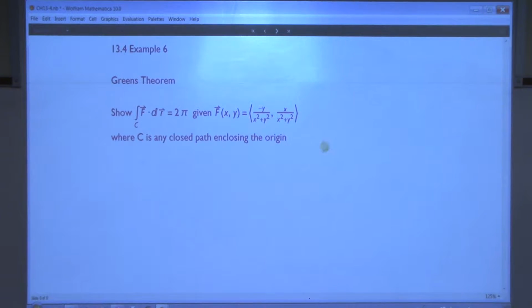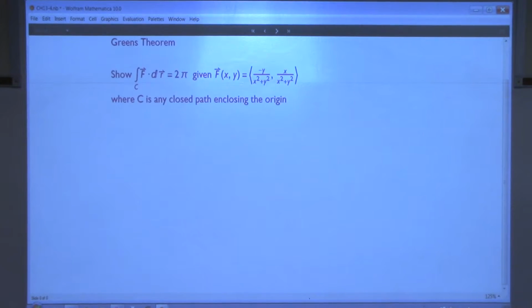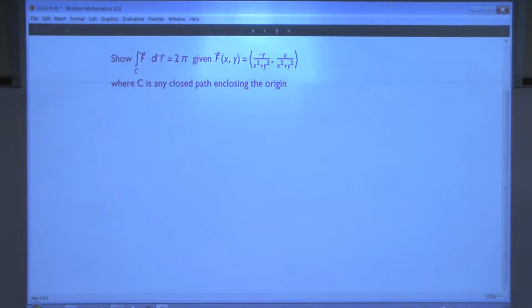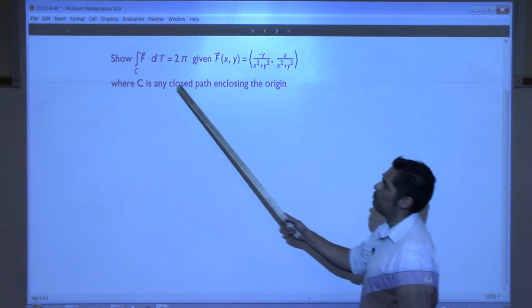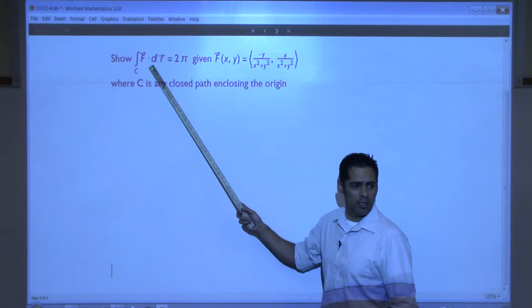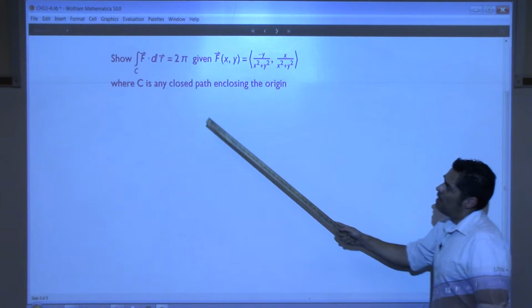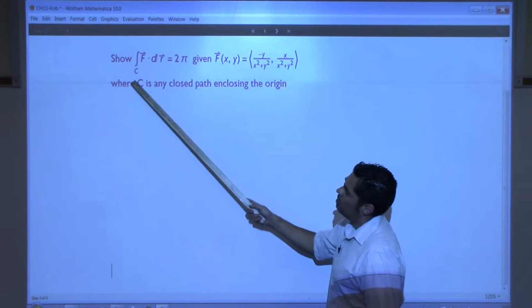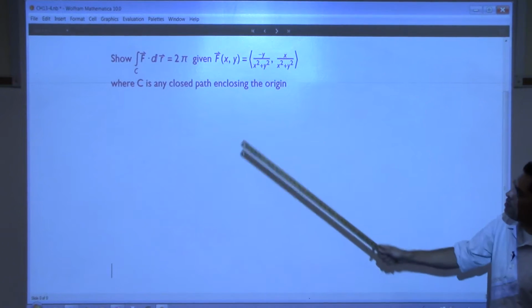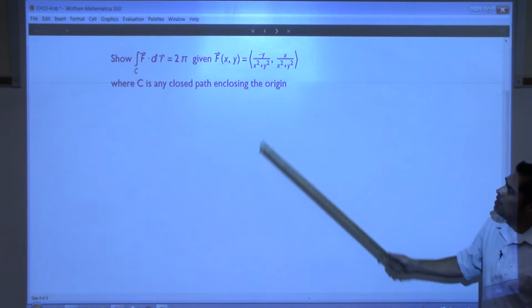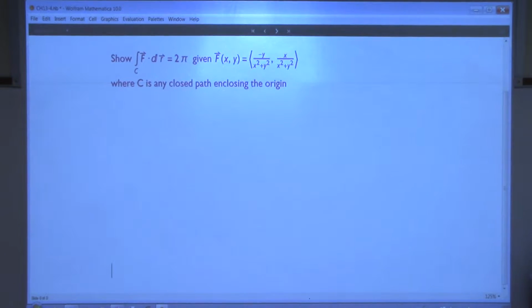Now, how can we use that result? So look at this question. Show that the line integral of the vector field F dot dr, which could represent work, right? This could represent work. It's not necessarily in this problem, but what is the line integral of the vector field F dot dr over the curve C? Show that that is equal to 2 pi for this vector field where C is any closed path enclosing the origin.